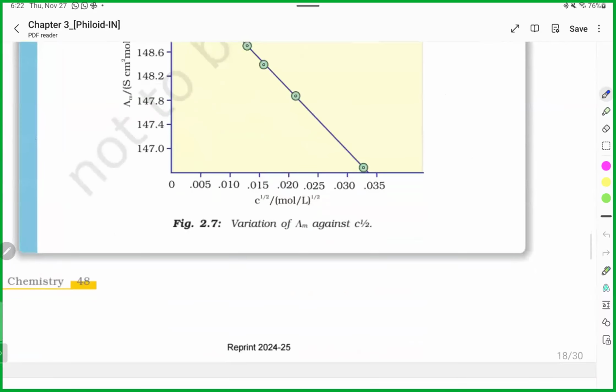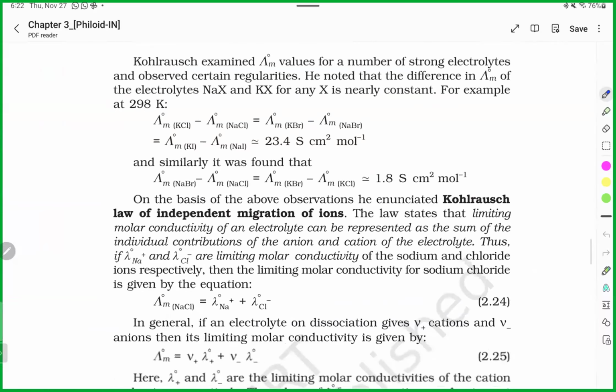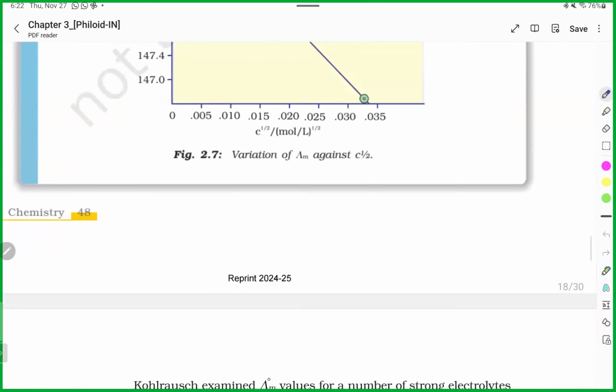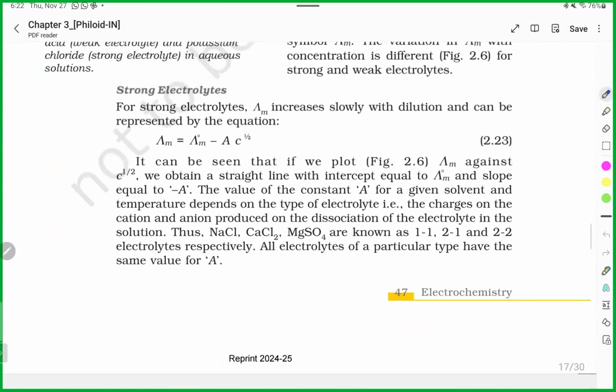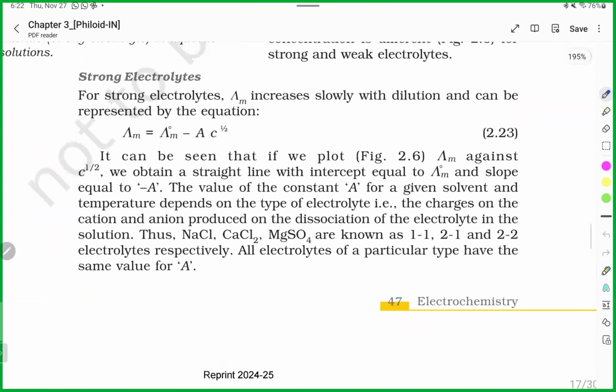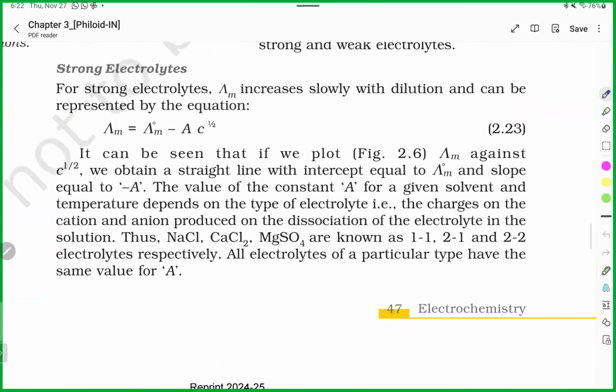Because the kernel will hinder the movement of electrons, and that is why there will be less conductivity here. So you know this. By the way, guys, this is also important from NCERT.